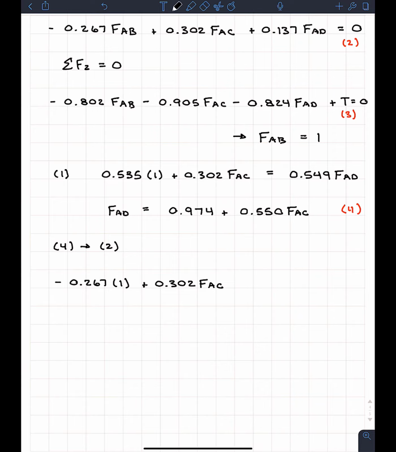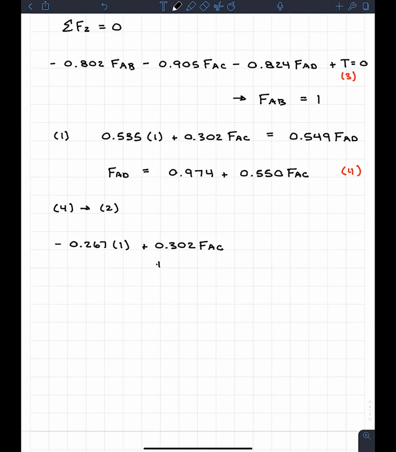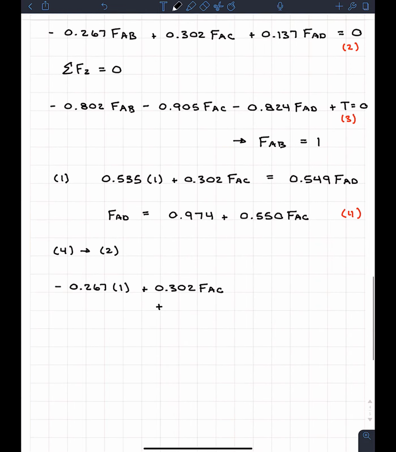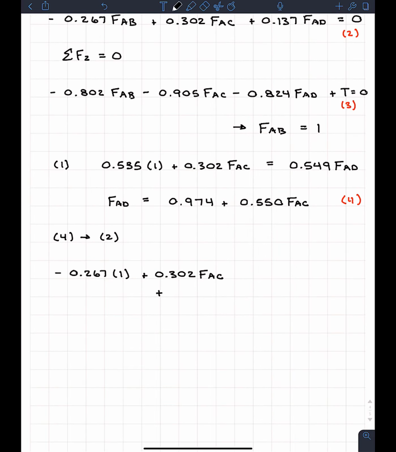But here's where it gets kind of fun. Then we go plus 0.137 times FAD. Well, we actually know FAD. It's 0.974 plus 0.55 times FAC. We know that this is equal to 0. And what's really nice now is I have one equation and only one unknown, and that's FAC.